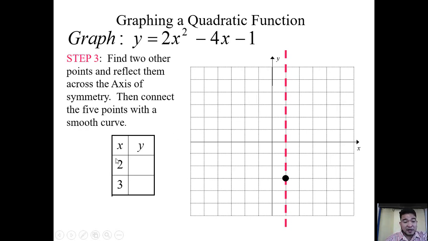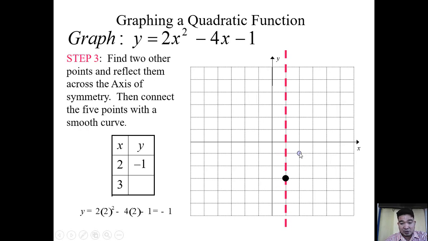So using the value of x which is equal to 2, we substitute that into the original equation. So you will have 2 times 2 squared minus 4 times 2 minus 1. So simplifying that, you will have 2 squared is 4 times 2 is 8, minus 8 is 0, so that is negative 1. So the value of y is negative 1 if x is 2. So you write there. And then we solve for the other one, which is 3.